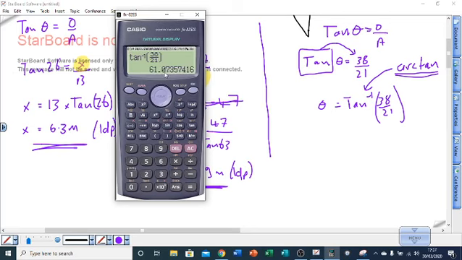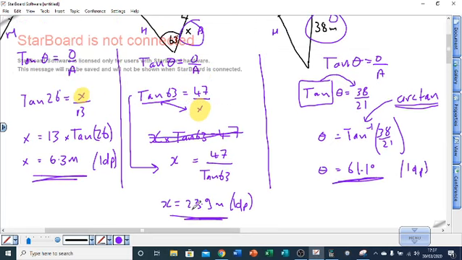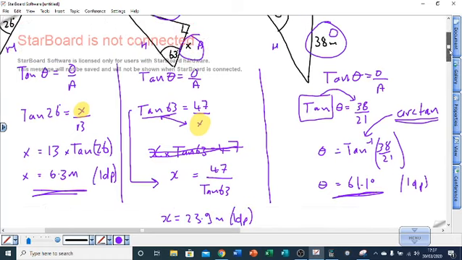And to 1 dp, again, let's say it's 61.1. It's an angle, so it's degrees. So theta is equal to 61.1 degrees to 1 dp. And that's the answer.